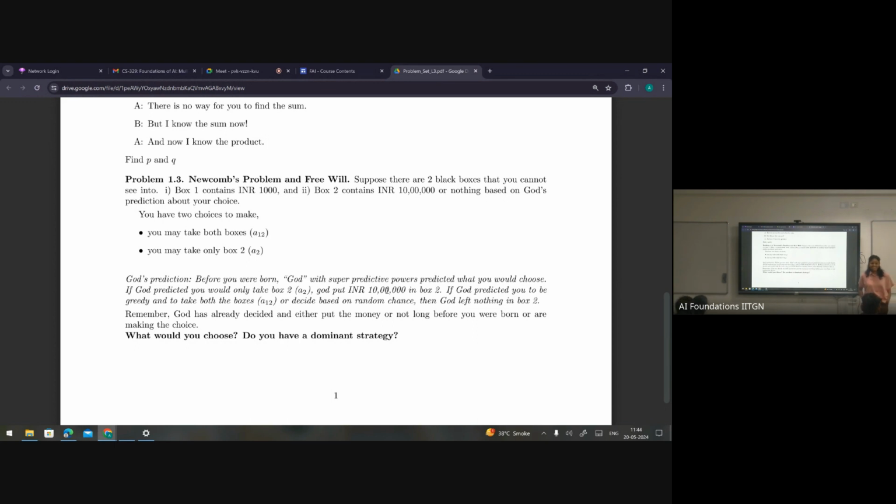If you take 2, there is a chance you might get that 10 lakh, but you don't get that 10 lakh. But if you take 2, you get 10 lakh. That's how it's going to happen. If God's predictions are 100% accurate, in that case, you are settled with what your answer should be. It's also fine. But people have different views. So if you look at different strategies about what God should do, the idea is that the money is already there or not there, irrespective of what you are going to do.